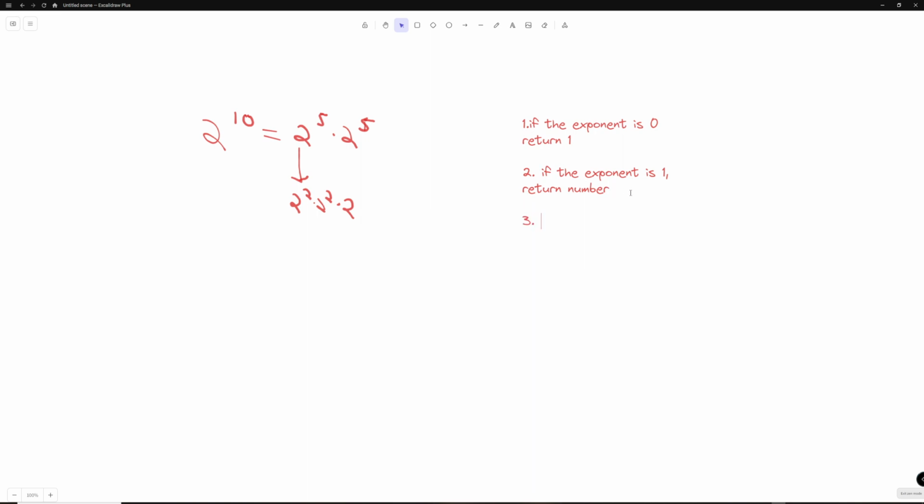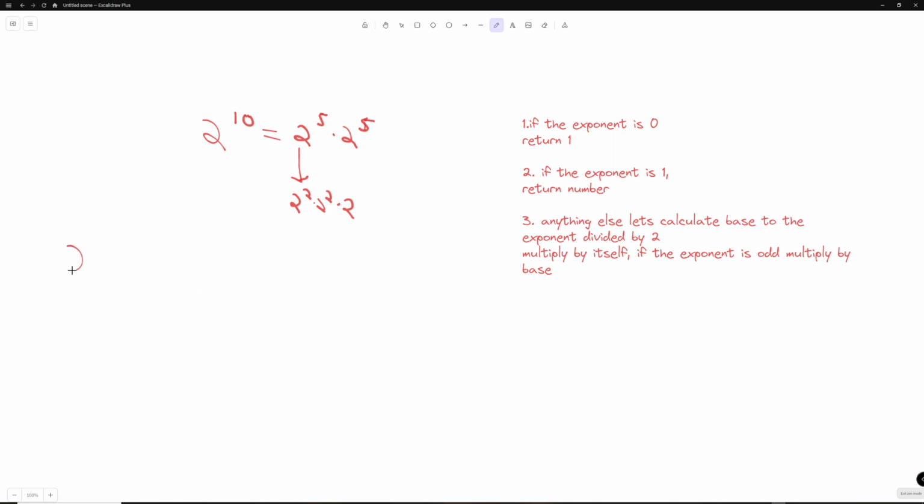Now let's go to our other cases. Anything else, let's calculate the base to the exponent divided by 2. Then let's multiply it by itself. And then finally, if the exponent is odd, multiply by base. So this is pretty much our rules for our recursive case, but let's show you once again why this is.